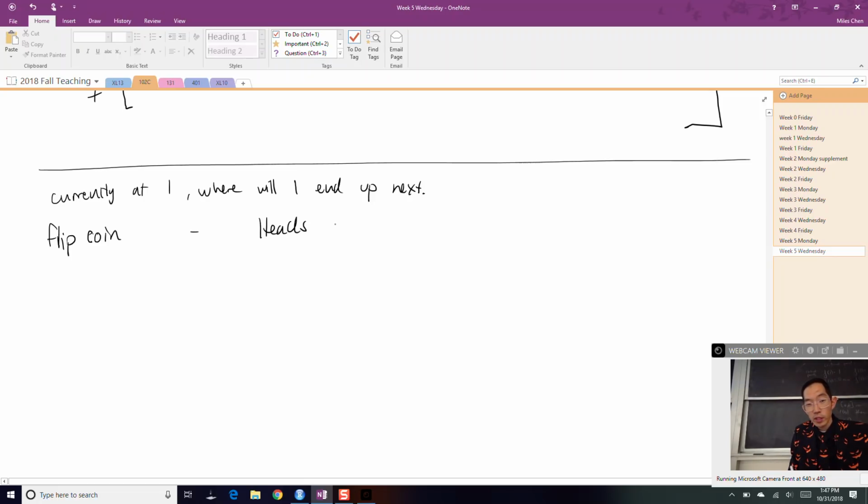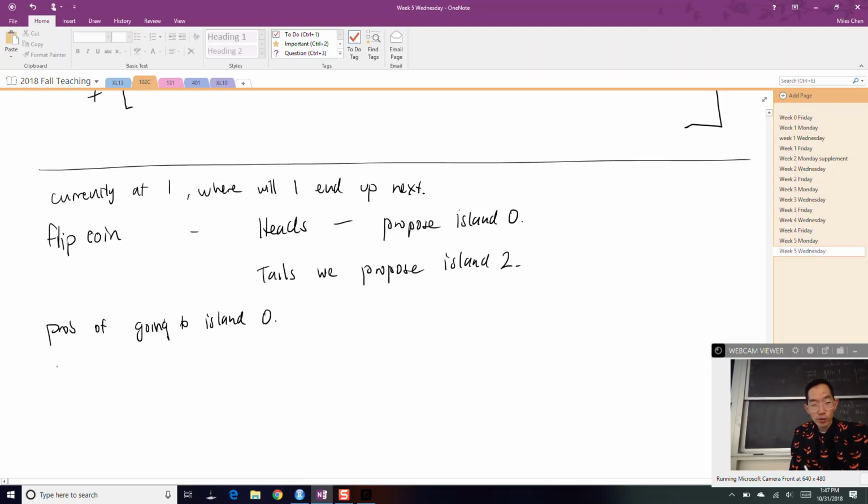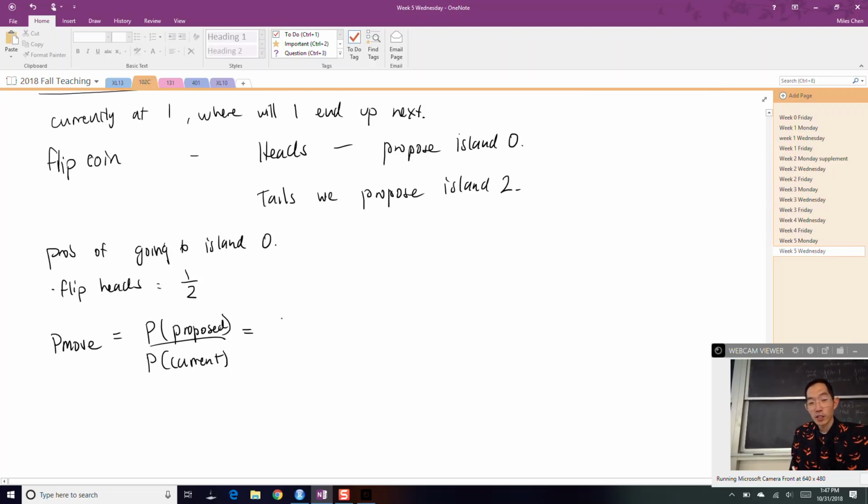So we can flip the coin. Heads, we propose island 0. And tails, we propose island 2. So let's say the probability of going to island 0: first we have to flip heads. This happens with probability 1/2. And then the probability of moving to island 0 is going to be the probability of the proposed divided by the probability of the current. The population of island 0 is 0. It doesn't exist. Divided by our current, which is 1. So the probability of going to island 0 is 0.